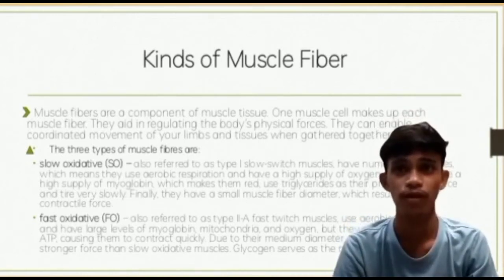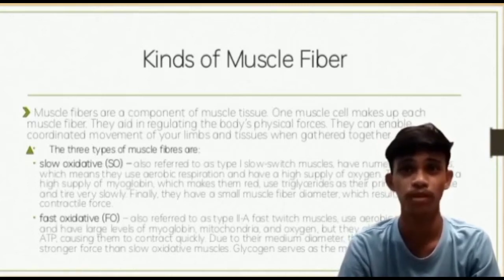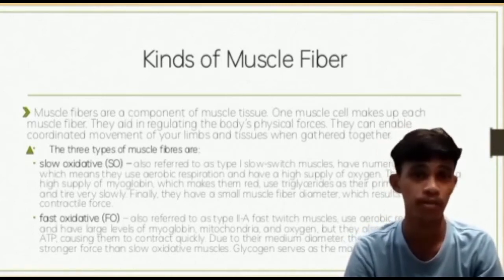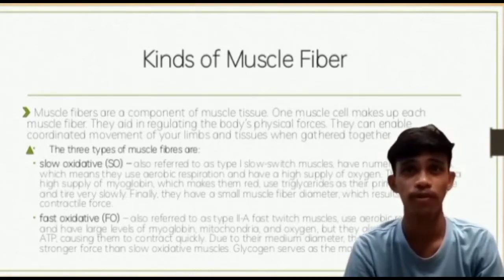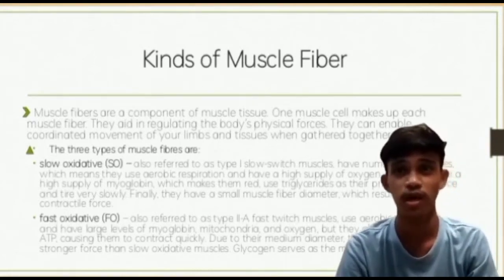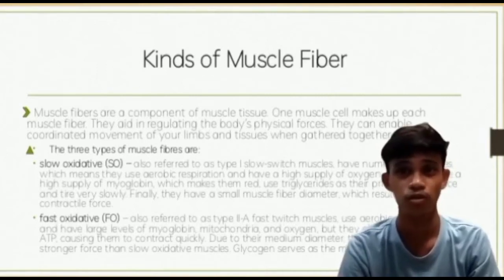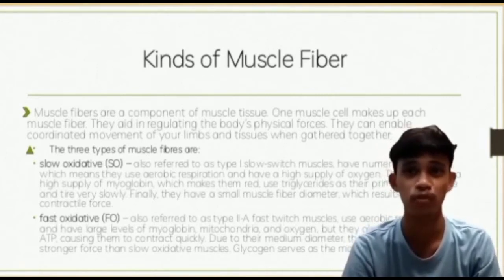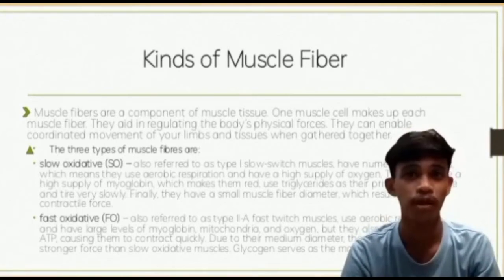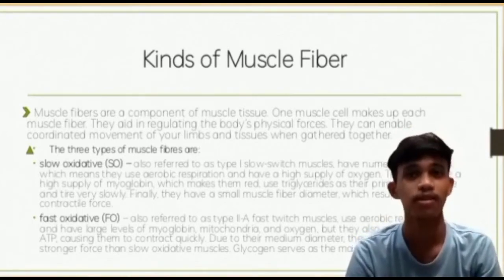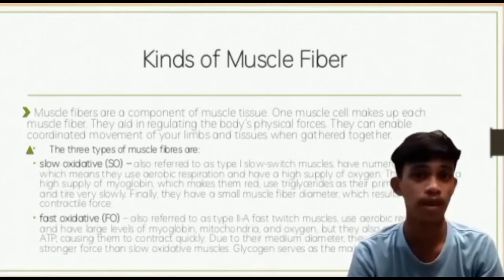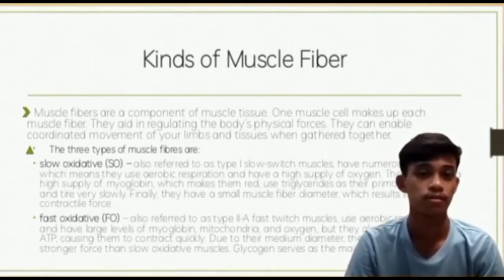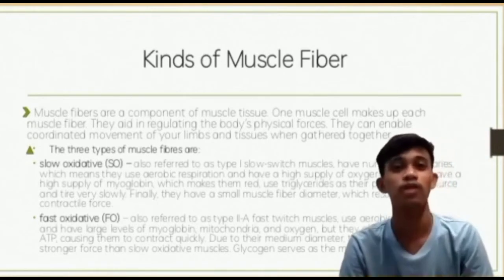A myofibril bundle, which consists of filaments grouped in segments known as sarcomeres, makes up a single cell called a muscle fiber. Actin protein strands coiled around tropomyosin protein strands make up thin filaments. Myosin, a protein, is used to make thick filaments. Muscle fiber has 3 types.